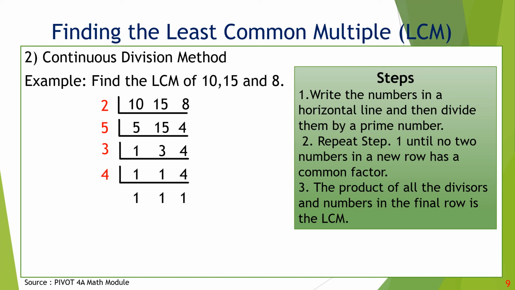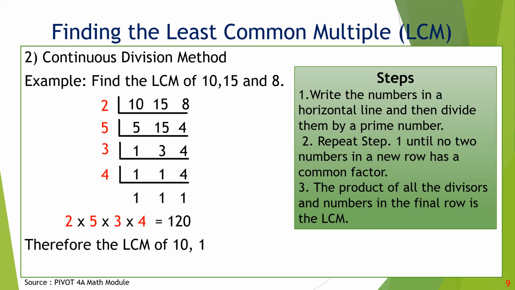So, since na nasa baba na yan, eh, di ba ang rules, the product of all the divisors and the numbers in the final row is the LCM. Since na 1 din naman yan, 1 times 1, the same number pa rin siya. So, yung naka-red na prime divisors, so yun po ang magiging LCM natin. So, 2 times 5 times 3 times 4 is equal to 120. So, therefore, the LCM of 10, 15, and 8 is 120.